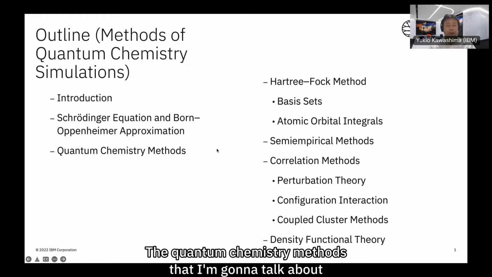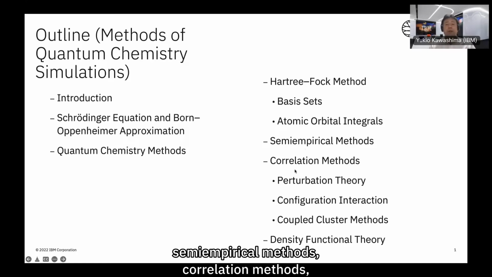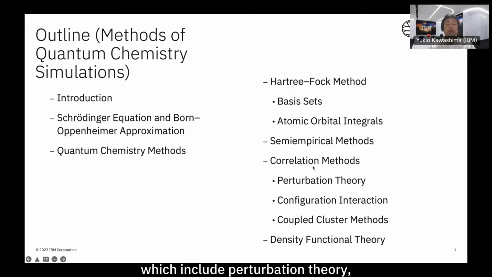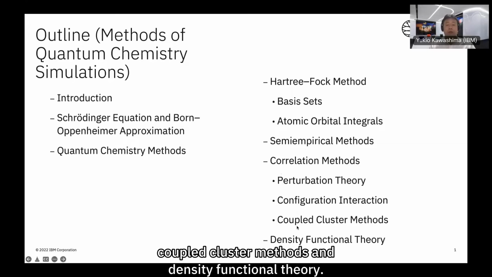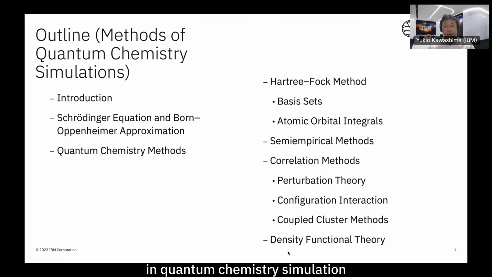The quantum chemistry methods that I'm going to talk about are shown on your hand side. I'm going to talk about the Hartree-Fock method, semi-empirical methods, correlation methods, which include perturbation theory, configuration interaction, coupled cluster methods, and density functional theory. I am going to also talk about the basis sets we use in quantum chemistry simulation and atomic orbital integrals we compute in the quantum chemistry simulation.